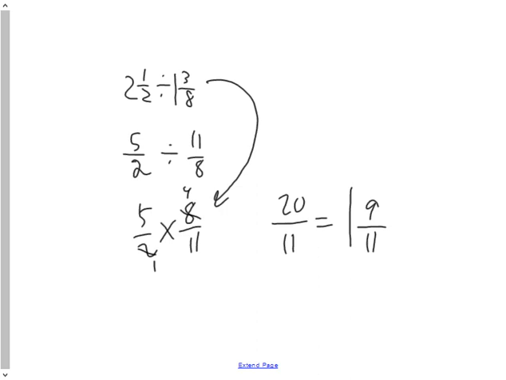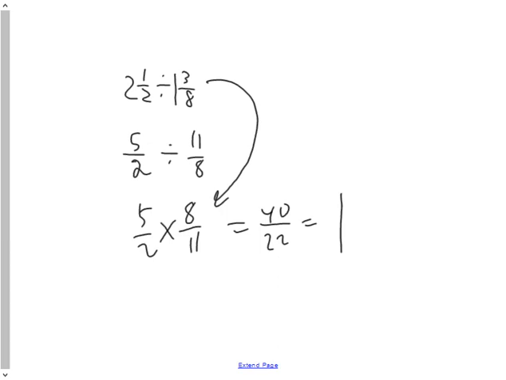If you didn't cross-reduce, you ended up with 40 over 22, which is 1 and 18 over 22, which is equal to 1 and 9 over 11 still.